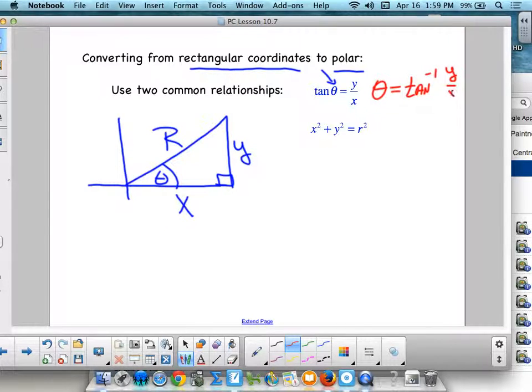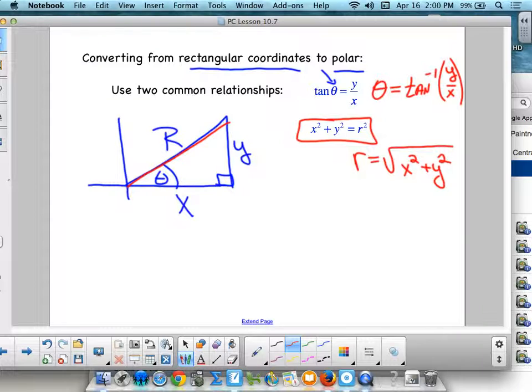Isn't it just this? And then this, hang on, I just want to get this in your head. This is the Pythagorean theorem to get r. Well then r is going to be r equals square root of this. Those two things I would write down before you leave, and then you use them to convert.